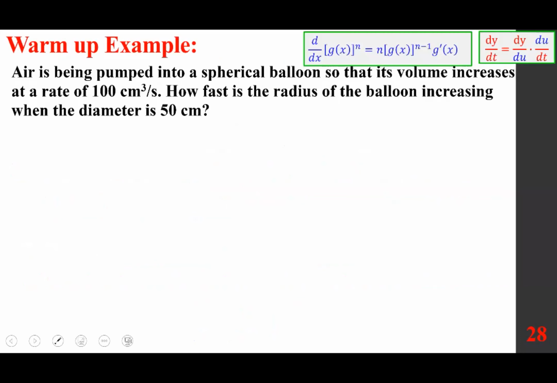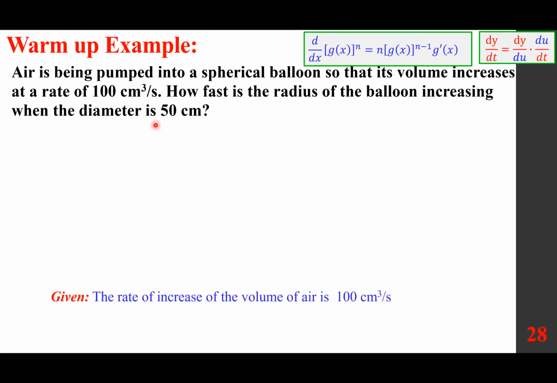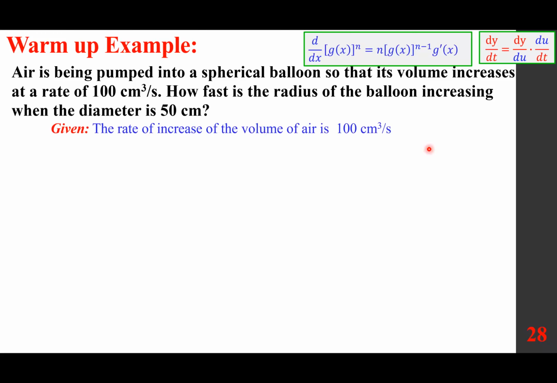Same question with numbers. This is a warm-up example: air is being pumped into a spherical balloon so that its volume increases at the rate of 100 cubic centimeters per second. How fast is the radius of the balloon increasing when the diameter is 50 centimeters? It is important to understand the problem. This is a word problem, and it has to be translated. So what is given? The rate of increase of the volume of air is 100 cubic centimeters per second. What is missing? The rate of increase of the radius when the diameter is 50 centimeters.